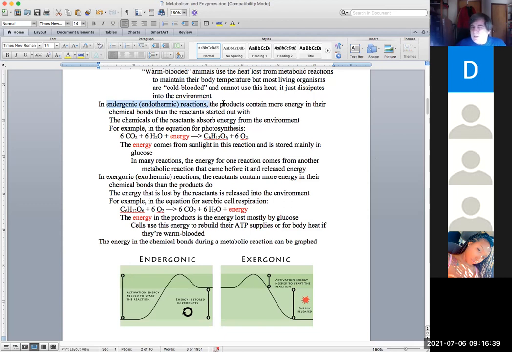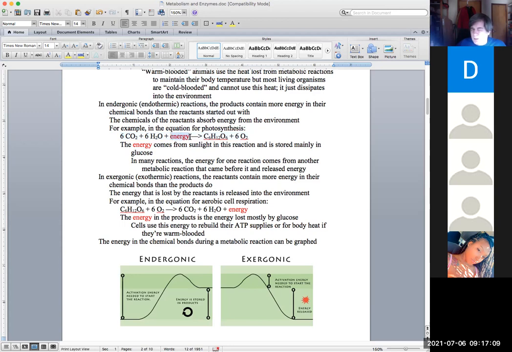In these types of reactions, energy goes in. So this means that energy goes into the reactants. So the products have more energy in their chemical bonds than the reactants started out with. And this always has the basic format of something like this. The reactants, in this case, our reactants are carbon dioxide and water. The reactants plus some energy gives us the products.